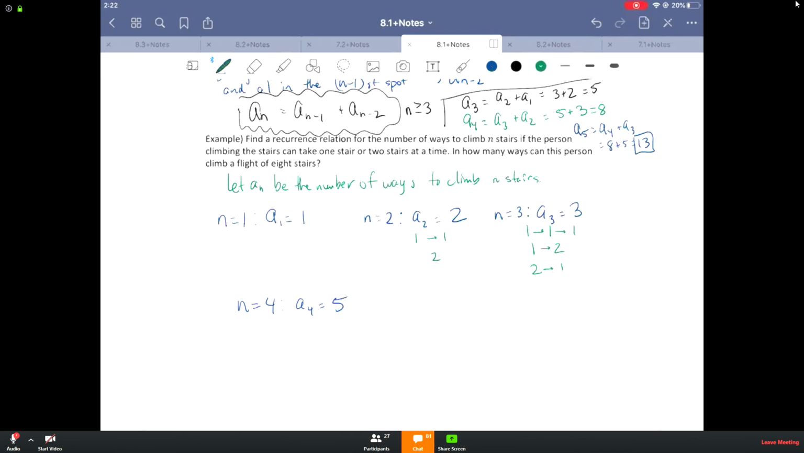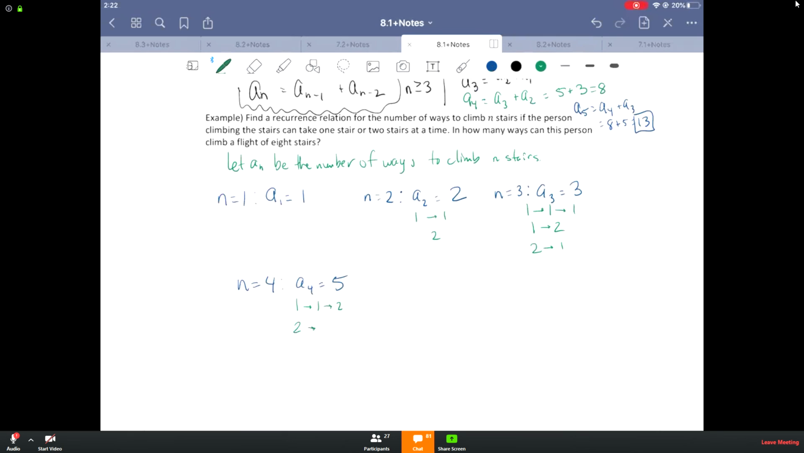Okay, now if we have more than 5, we probably have some repeats in there, right? So 4 steps. All right, so let's write these out. I can either go 1 step, 1 step, and then hop over 2 steps. And I'll show you why I'm writing it down the way I'm writing it. We can do 2 steps and then hop over 2 steps. That will give us 4. We can also do 1 step, 1 step, 1 step, 1 step. We can go 1 step, 2 steps, 1 step, and 2 steps, 1 step, 1 step.